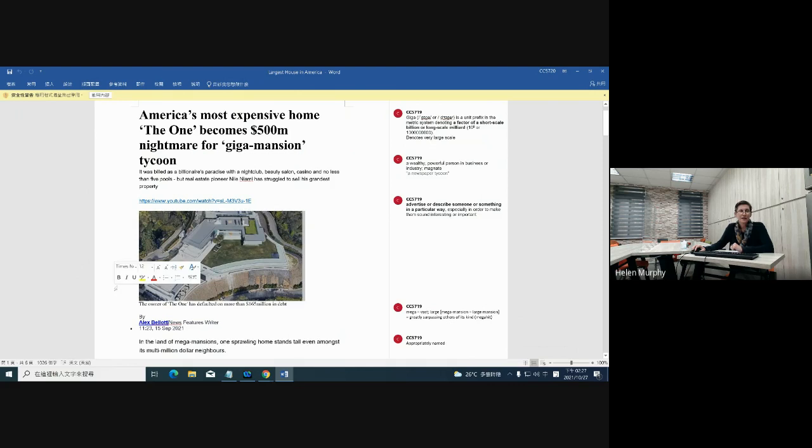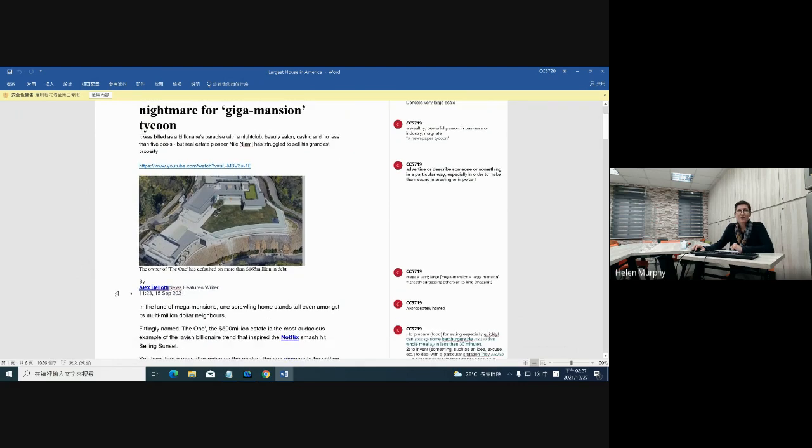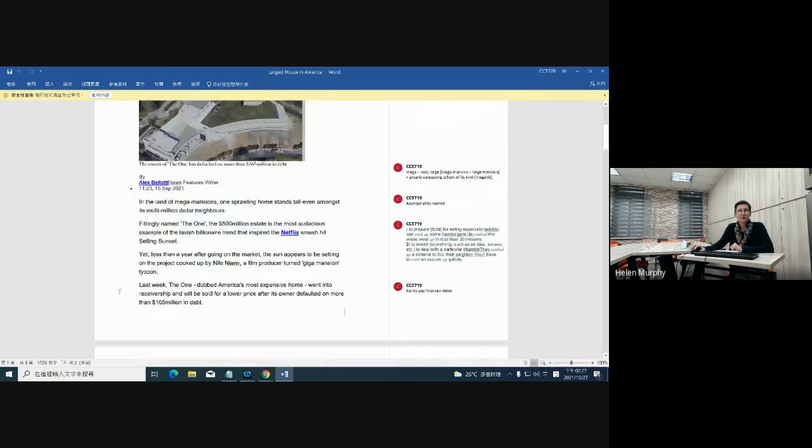Okay, now let's go down into the article itself, and the first page tells us that in the land of mega mansions, one sprawling home stands tall even amongst its multi-million-dollar neighbors. Okay, so here's a different way of saying giga-mansion. We can also say mega mansion. Mega just means vast or large.